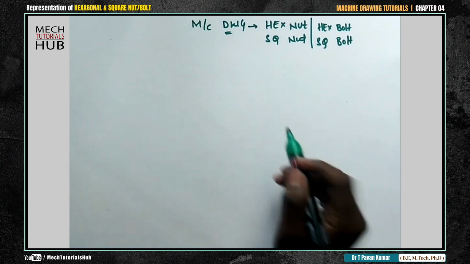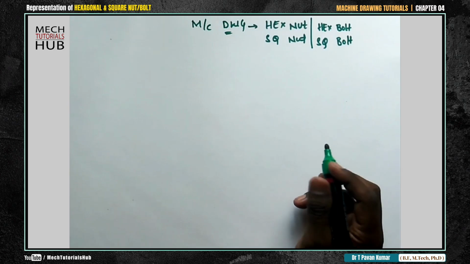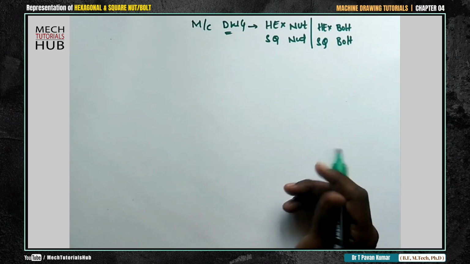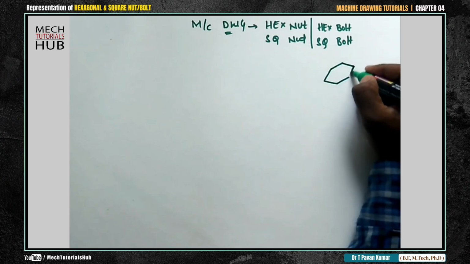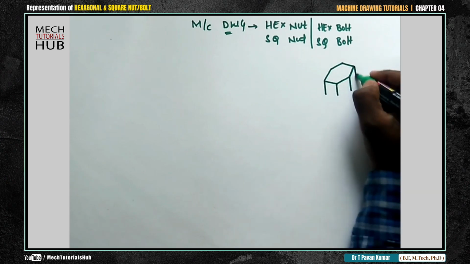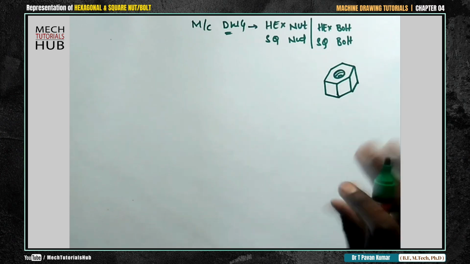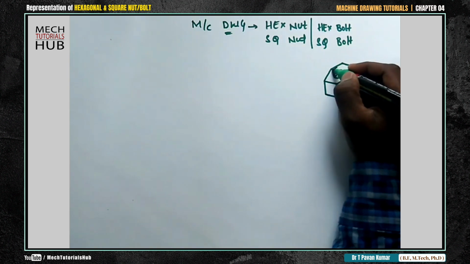Fine. Now I'll try to draw the 3D model of a hexagonal nut and square nut so that you'll understand the basic parameters that we consider when you take a hexagonal nut. Let us draw a 3D model of a hexagonal nut. The nut arrangement is something like this, which is having a circular hole from top to bottom, where we try to fix it in general when you look at the application point.